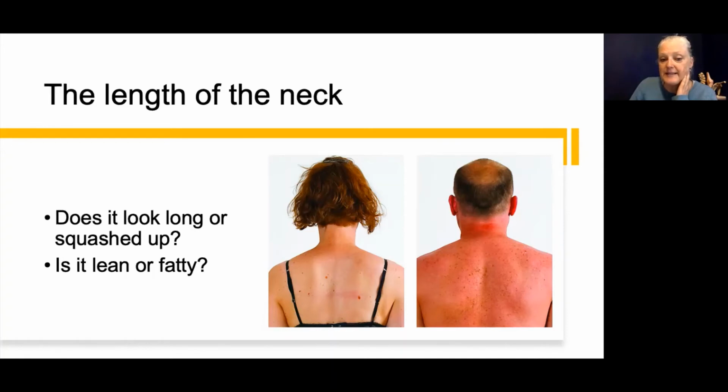So again, it's about getting more information. It gives you more information. And you ask yourself, does it look squashed up? Does it look lean? Does it look fatty? What might be going on there?